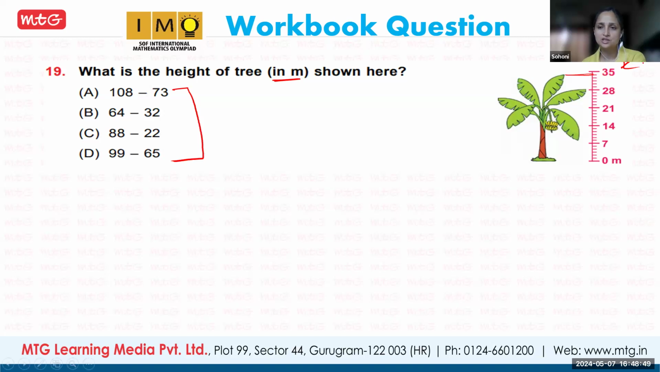The height of the tree is, here you can see that if you draw a line from the top, it is going to 34. So what is the height of the tree from your options?